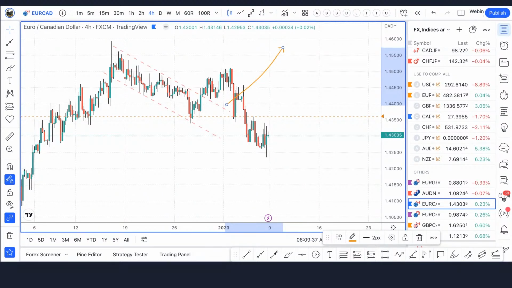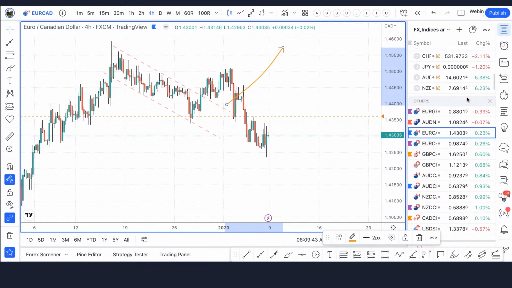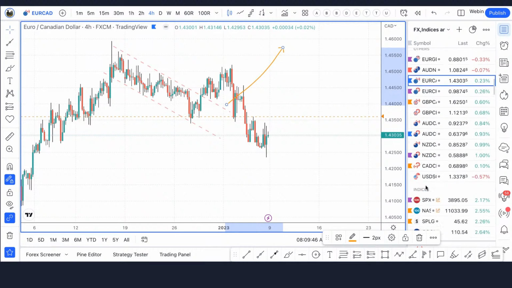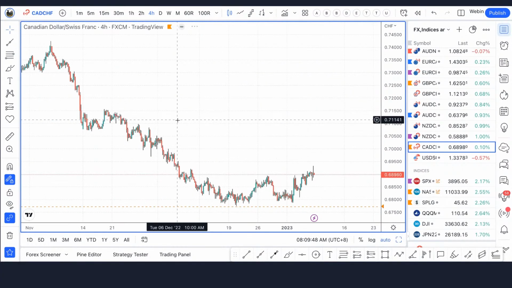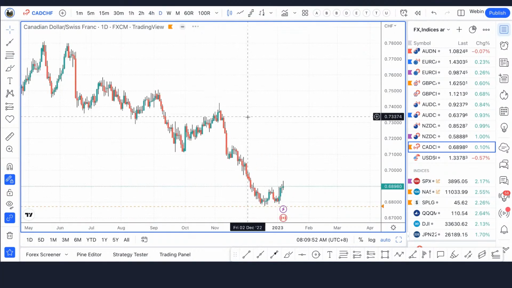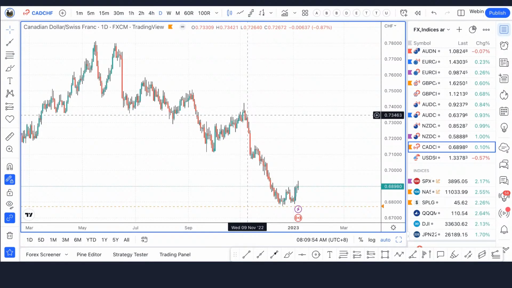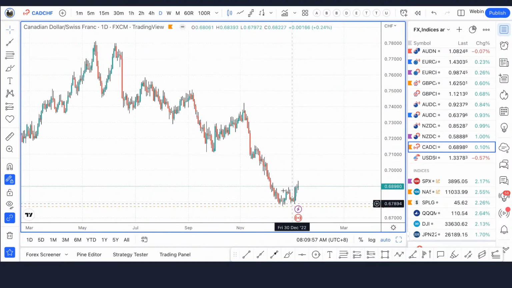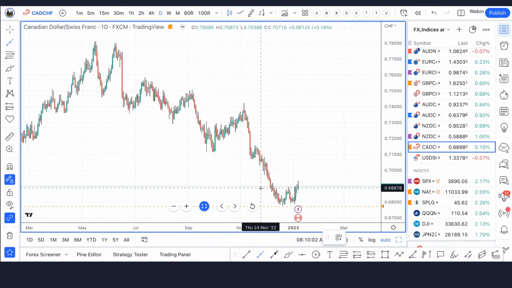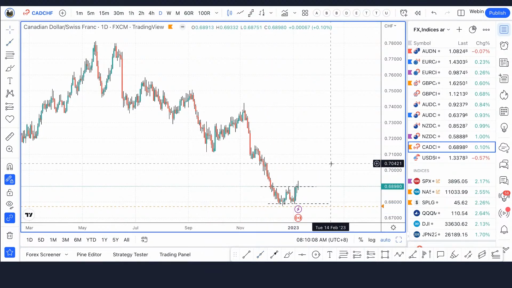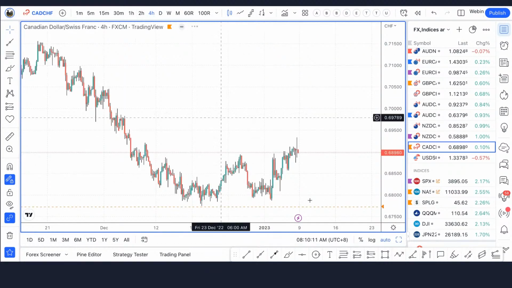Okay, so these are the pairs that I would be looking at, or rather focusing on. Some other pair that I will be looking at is the Canadian Swiss franc: a downtrend, quite predominant on the daily time frame. But this one I would watch from the fence first, watching for anything for me to go long on this currency pair.